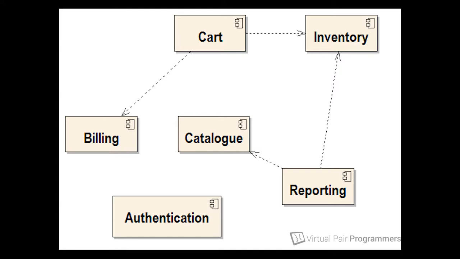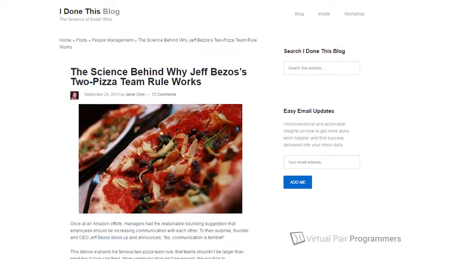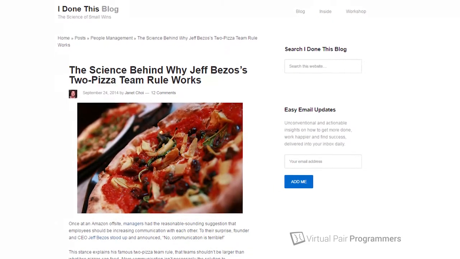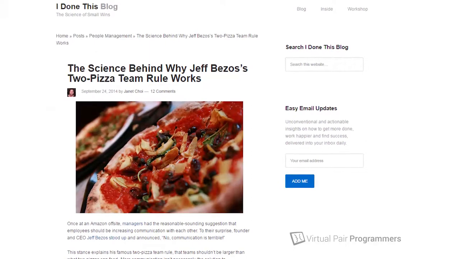But we have some rules of thumb here. We'll talk about this in a bit more detail later on in the course, but one rule of thumb that you might have heard of that many companies are adopting is the idea of the 2 pizza rule.